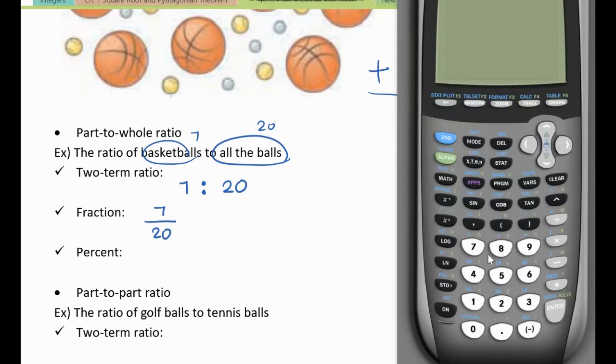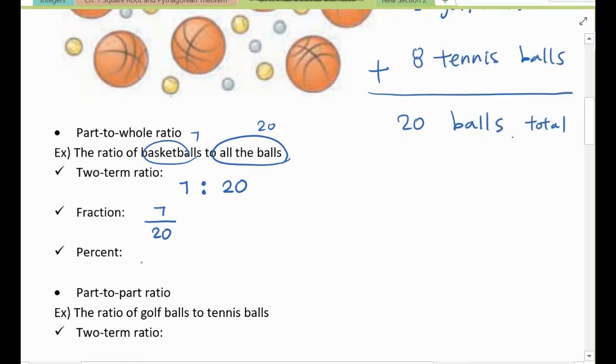Let's use a calculator. 7 over 20, this division bar is the same as division. So we're going to hit 7 divided by 20, and that is 0.35. If you change this to a percent, that will be 35%. You can simply move 2 decimal places and put a percent sign if you want to convert from a decimal to a percent.